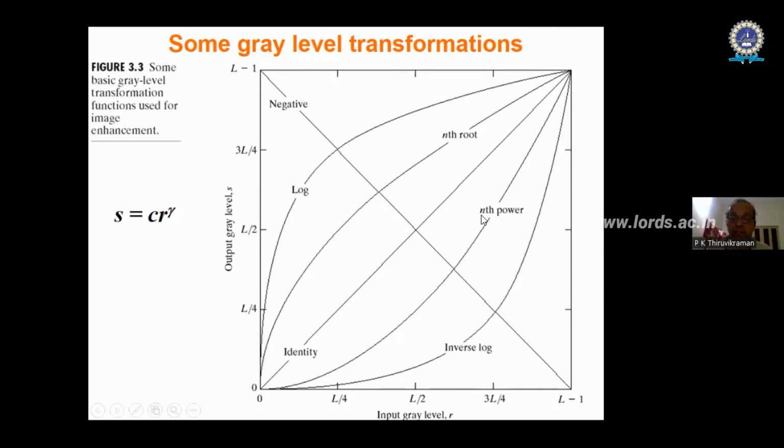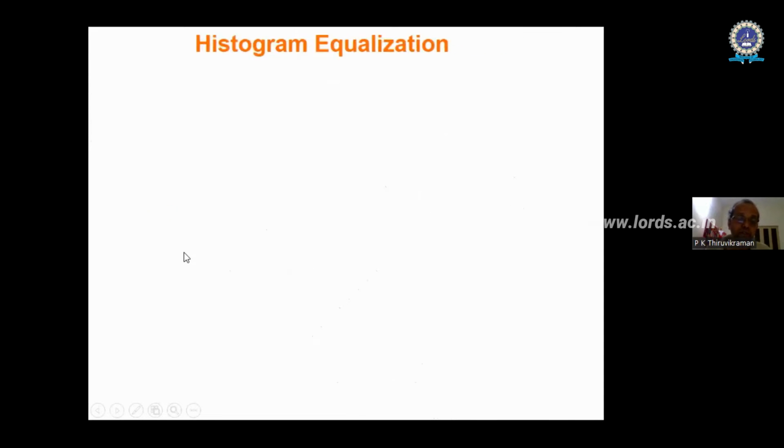So if you have to summarize this slide, if you have a bright image, then go for gamma greater than 1 to improve the contrast. And if you have a dark image, then you go for gamma less than 1. This is a simple idea, and of course C has to be calculated depending on what gamma you are choosing.